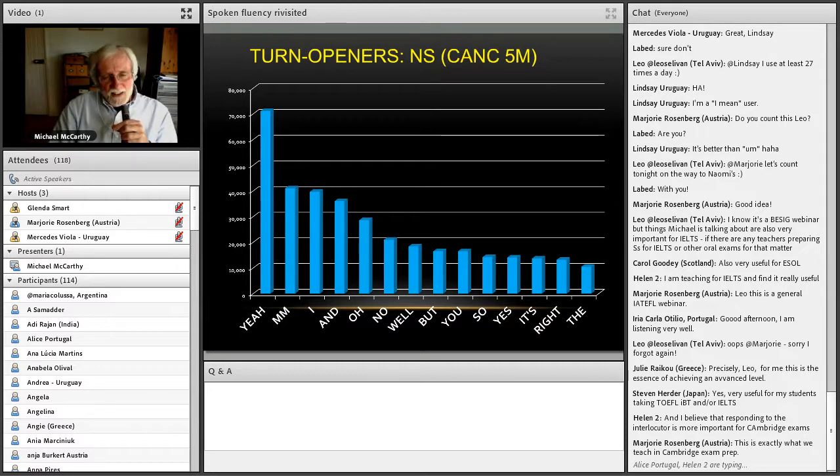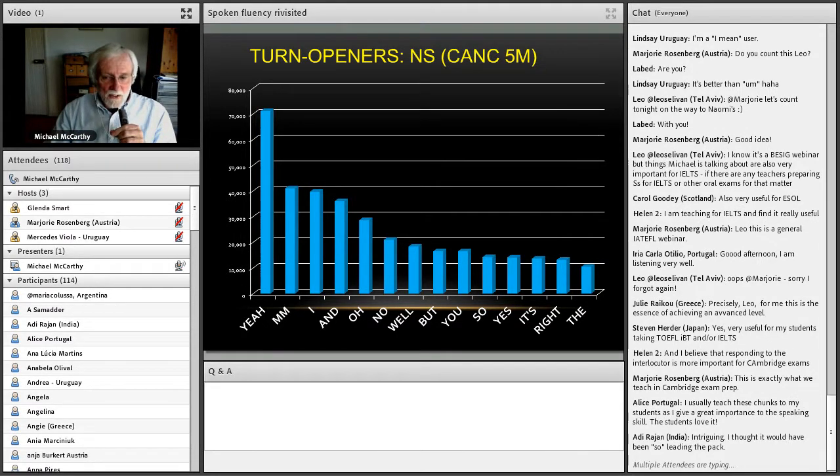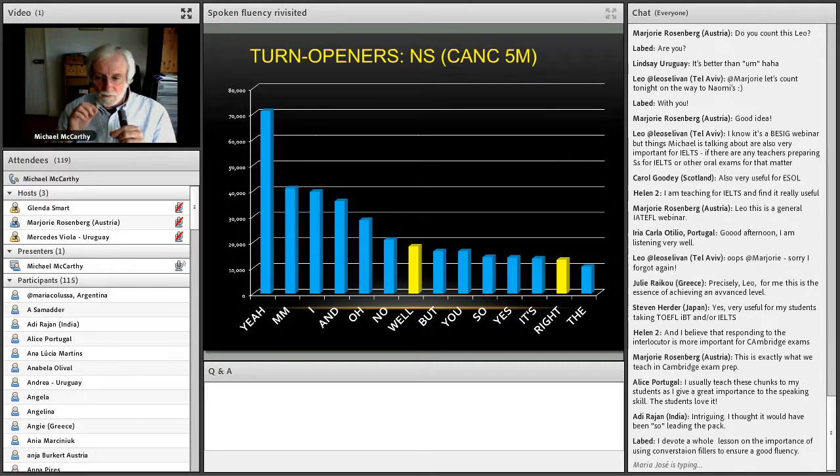Here on this graph is a list of the most common turn openers in the corpus that I referred to earlier on, which is a corpus of 5 million words of native speaker conversations in English. This graph shows you the most common words that people use as the first word when they open their mouths to speak, when it's their turn to speak. So we've got yeah, I, oh, no, well, but, you, so, yes, it's, right, then finally the. And we haven't got time to look at all of these, but I want to focus on just two of them. That is, well and right.